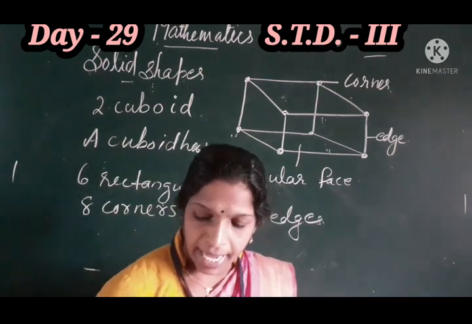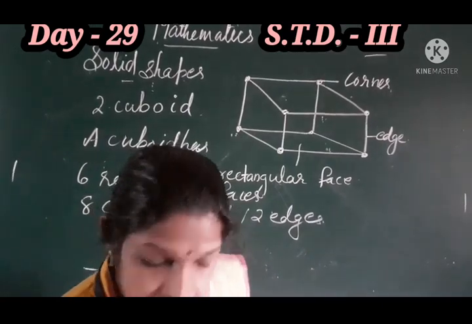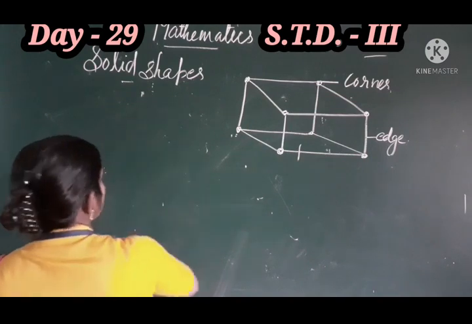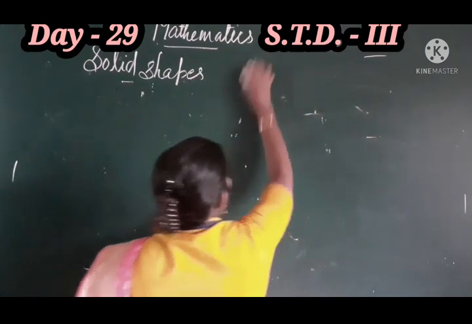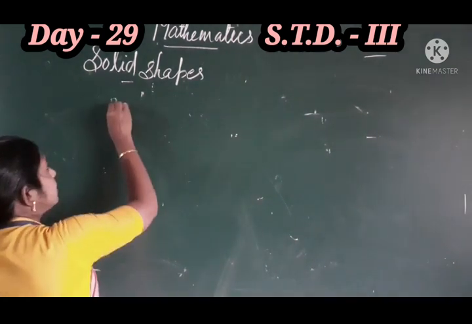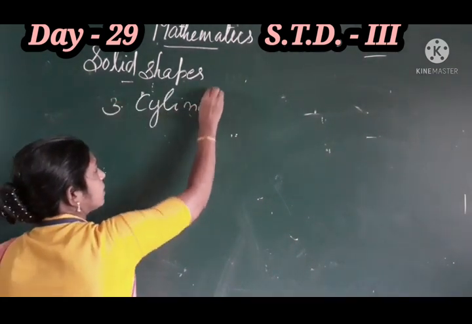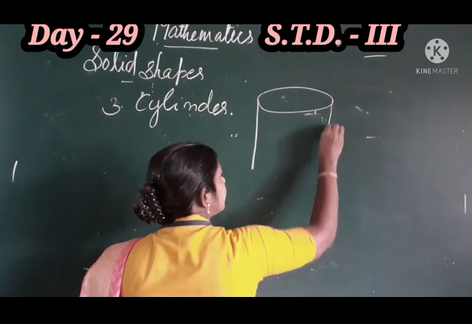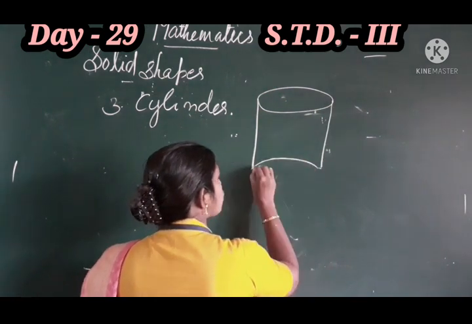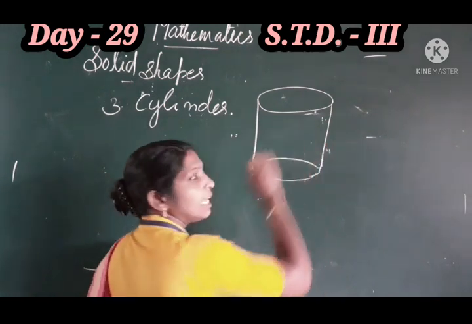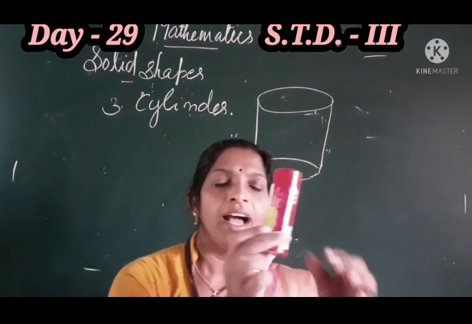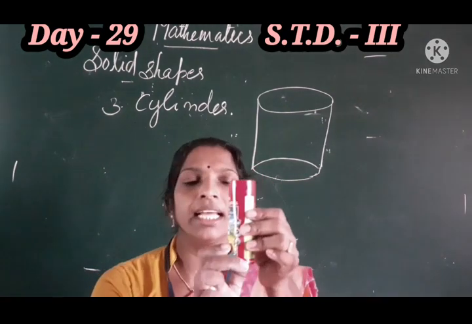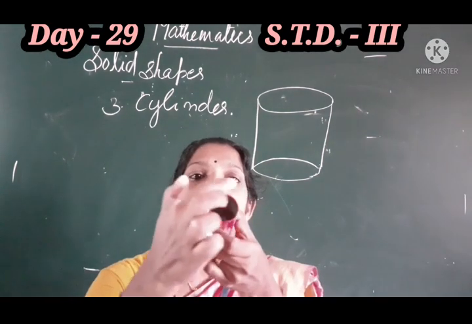Then next we are going to study the cylinder, the third one. How do we draw a cylinder? A house has so many tins, and a gas cylinder. This tin is a cylinder. Here, this is a circle shape, no? And here, this also is a face.